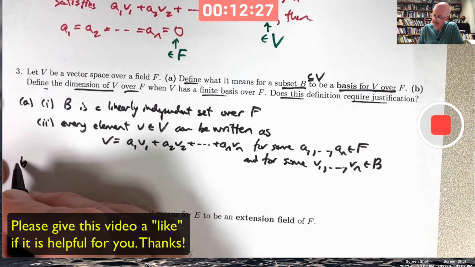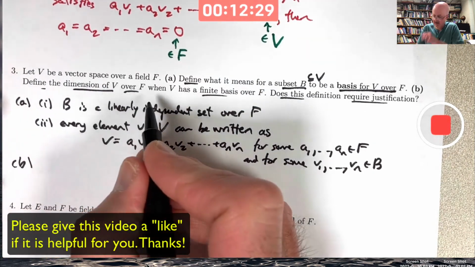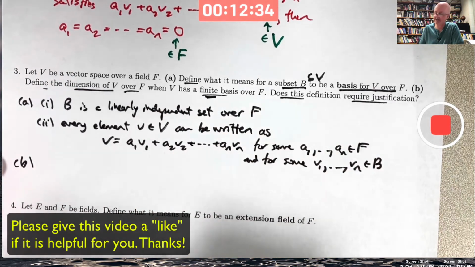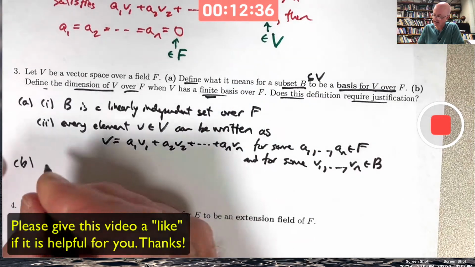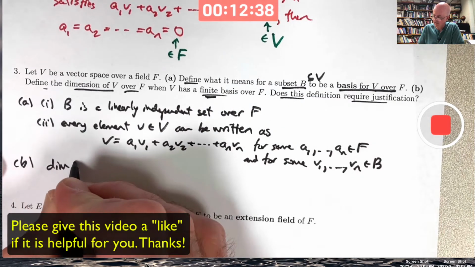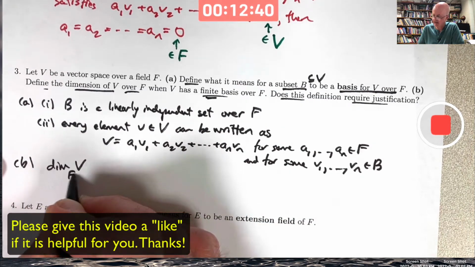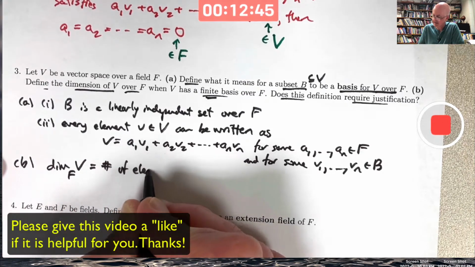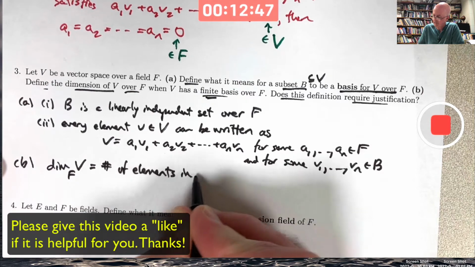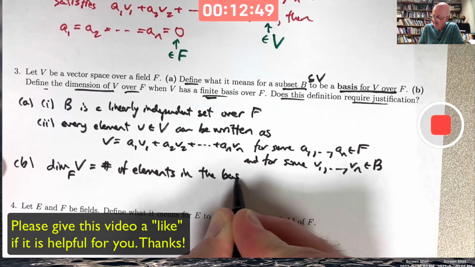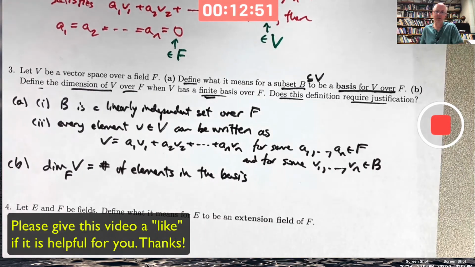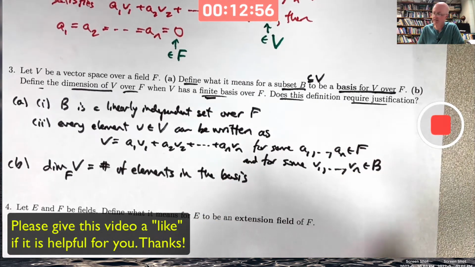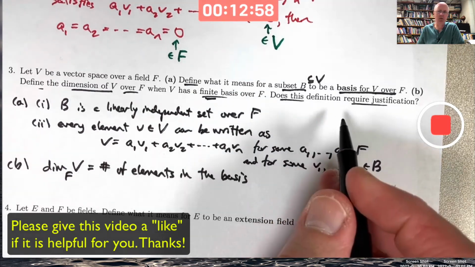Part b, define the dimension of V over F in the case where V has a finite basis, when B is a finite set. And the answer is the dimension of V over F, sometimes written like this, is the number of elements in the basis. Okay, that's what the definition of the dimension is when V has a finite basis. But wait a minute. Does this require justification?